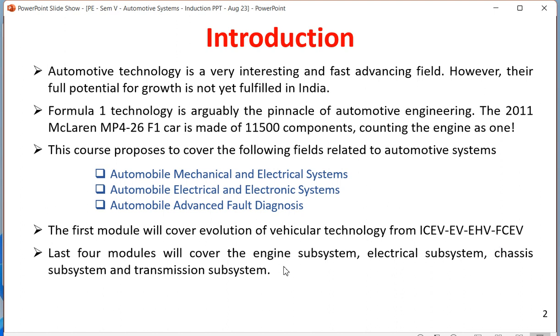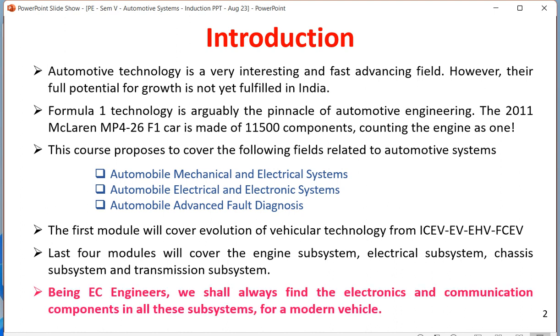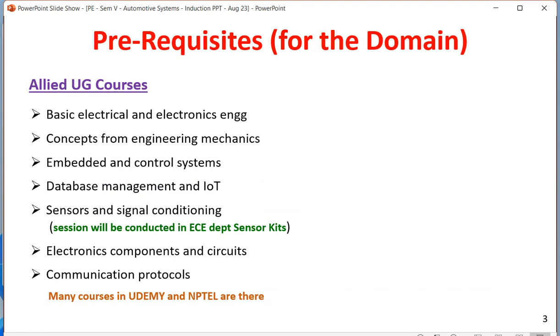In the last 4 modules we are going to see the main 4 subsystems of vehicle, that is engine subsystem, electrical subsystem, chassis and transmission subsystem. So you might have heard of auto transmission, manual transmission. All those things we are going to see in module number 5. But as EC engineers, we shall always find the electronic and communication components in all the subsystems in modern vehicles.